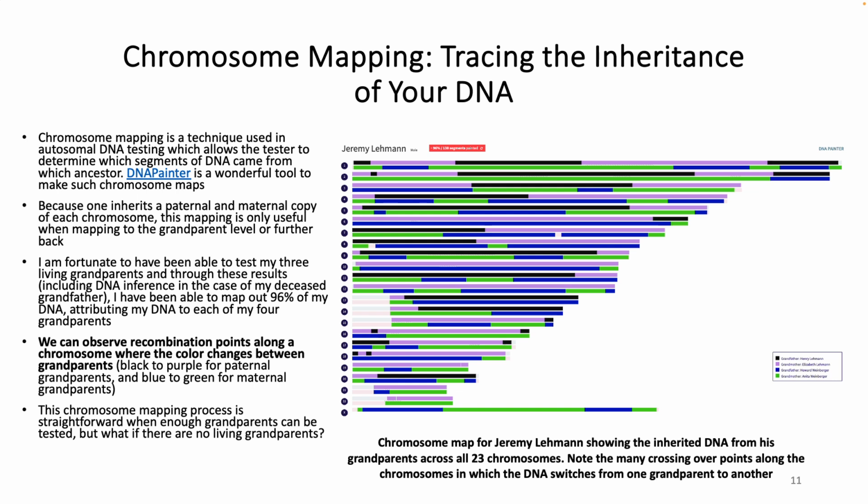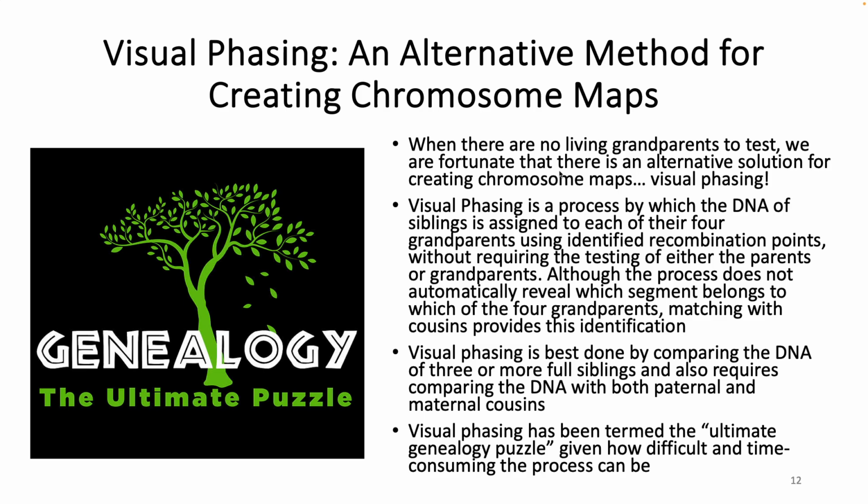But what happens if you don't have living grandparents and you can't just test them to see where you share DNA with them? Is there anything that we can do in this case? And that's where we get to visual phasing. Visual phasing is an alternative method for creating chromosome maps. When there are no living grandparents to test, we are really fortunate that there is this other solution called visual phasing.